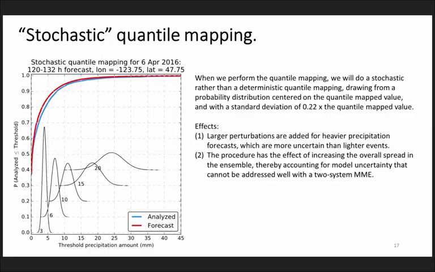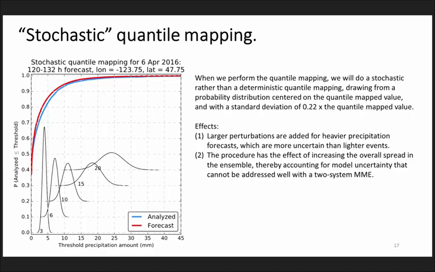Another thing that we're doing to broaden the spread of the forecast is to do what we call stochastic quantile mapping. So if you look at the 20 millimeter, which is sort of the topmost curve there, with this forecast distribution, that forecast is too dry, and the 20 millimeter amount is mapped to something more like 24 millimeters in the analyzed, in its mean. But we're going to actually make a random draw from a normal distribution centered on that quantile mapped mean value of 24, but with some spread to it. And that spread is larger for heavier precipitation amounts, consistent with having more uncertainty associated with the heavier precip forecasts.